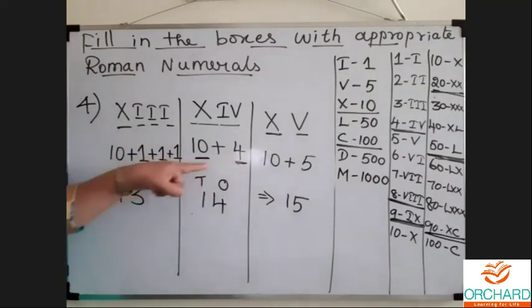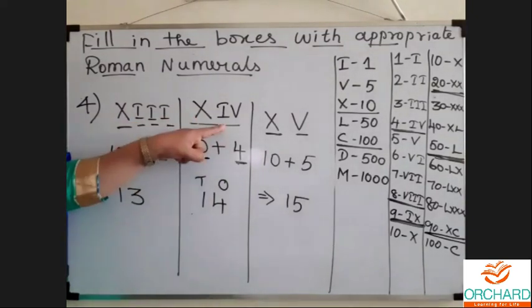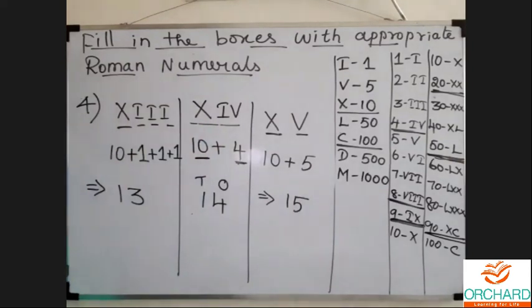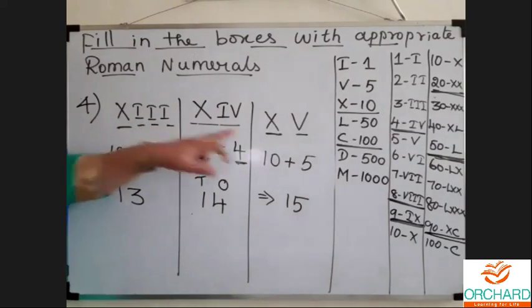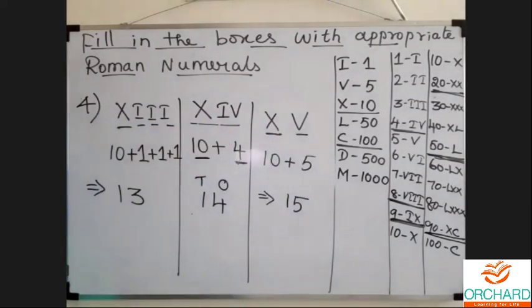Here it is also in the form of a Hindu-Arabic numeral. We have to express this in Roman numerals. How can we express this? 10 can be expressed as X and 4 can be expressed as IV. So the middle value of XI and XV is nothing but XIV. Is it clear, children? Can I move on to the next problem?